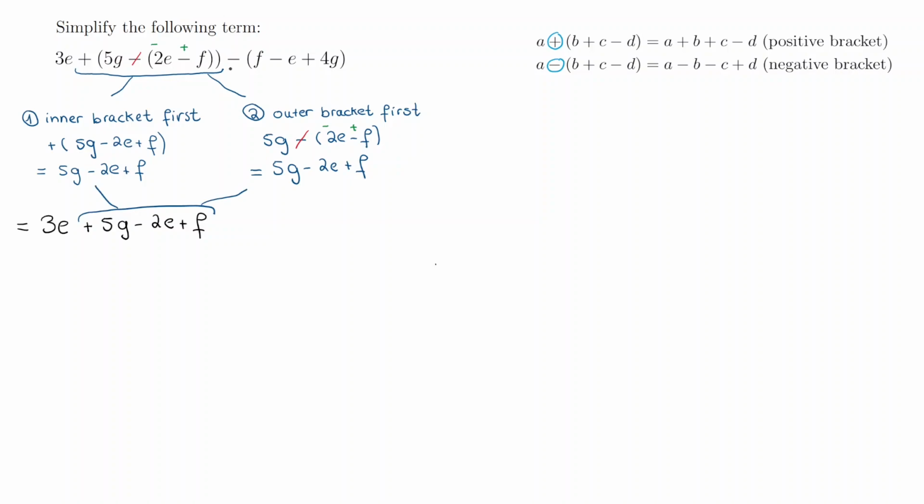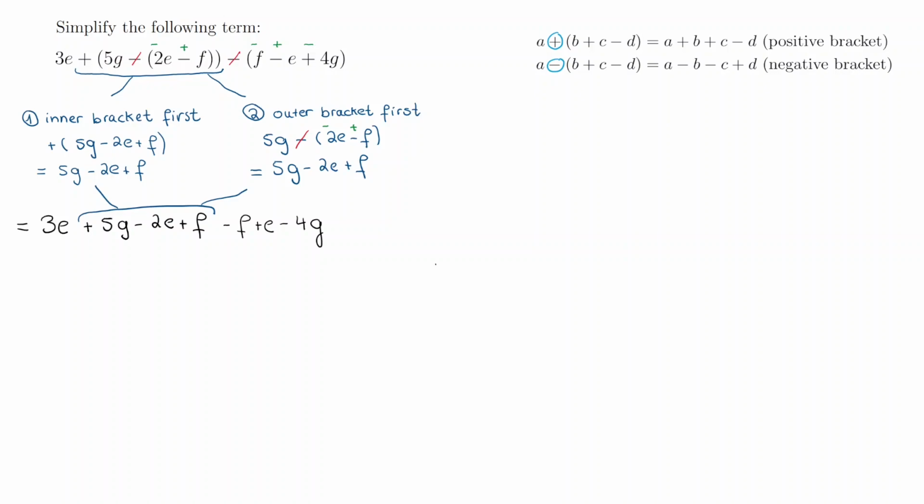And now it remains the last part where we have a negative sign in front of the bracket. So we throw that away. Here we get a minus, here we get a plus, and this plus changes also into a minus. Okay, and I write it down now here. So we get minus f plus e minus 4g. So what we did from here to here is that we eliminated all the brackets by using these two rules.